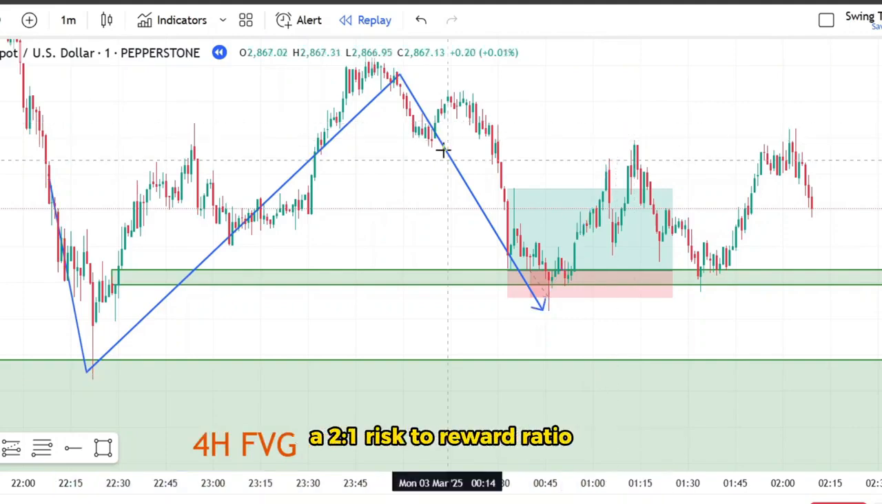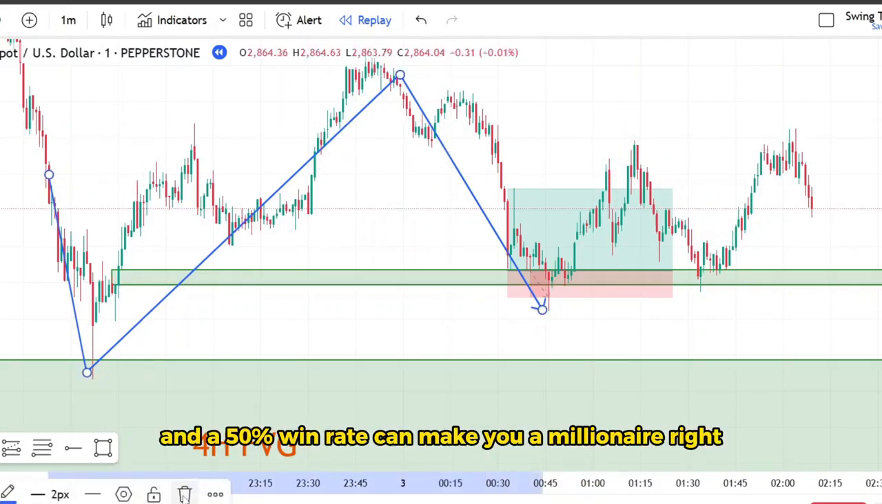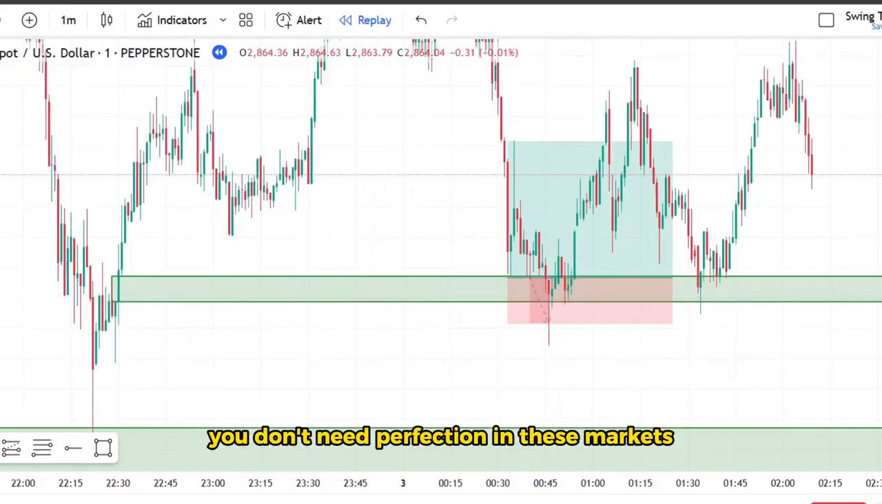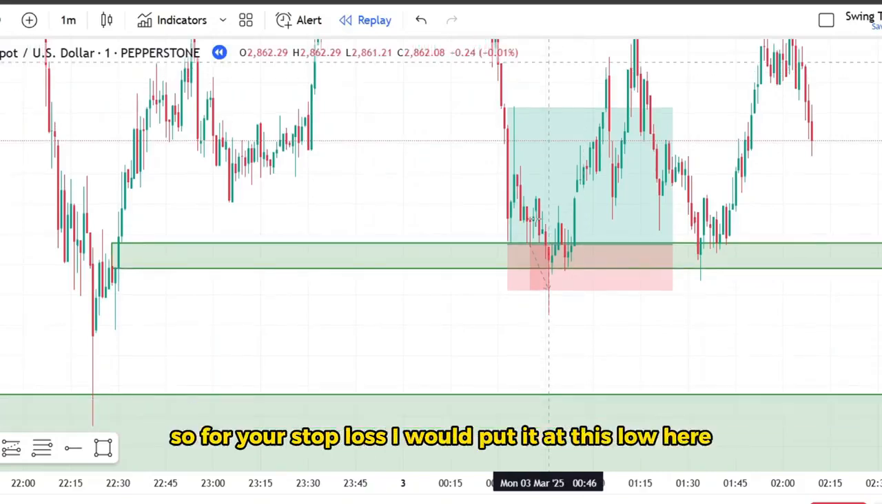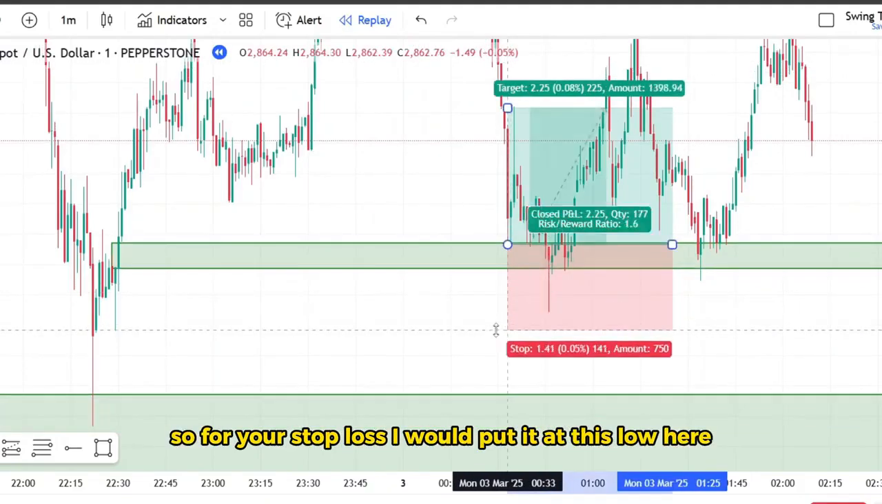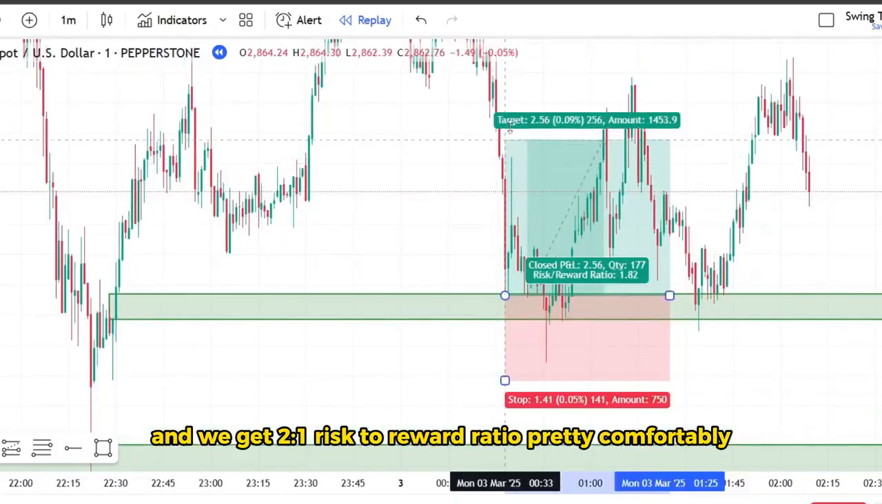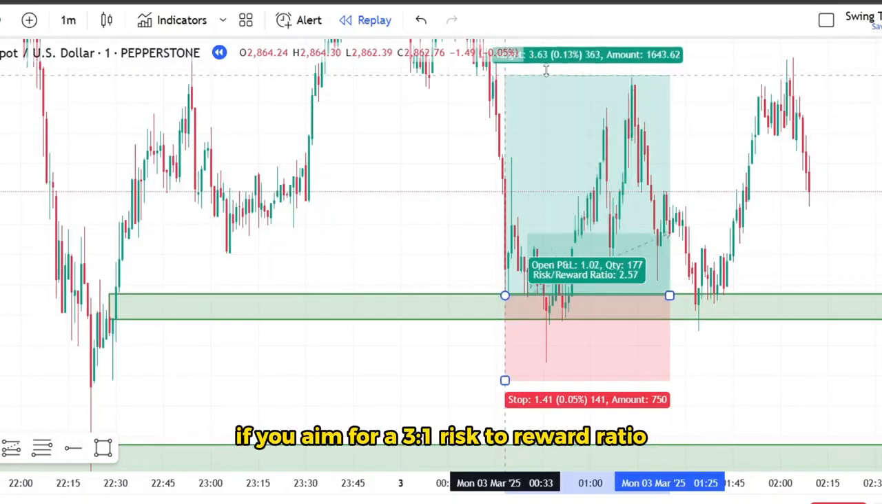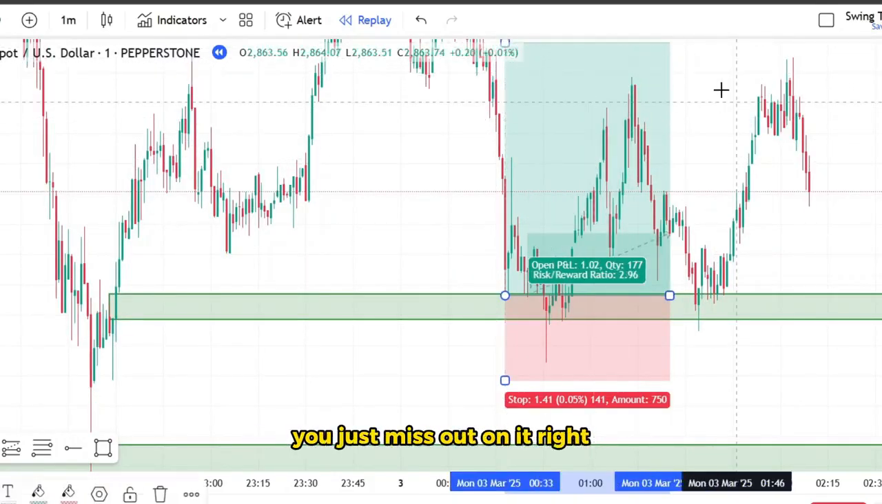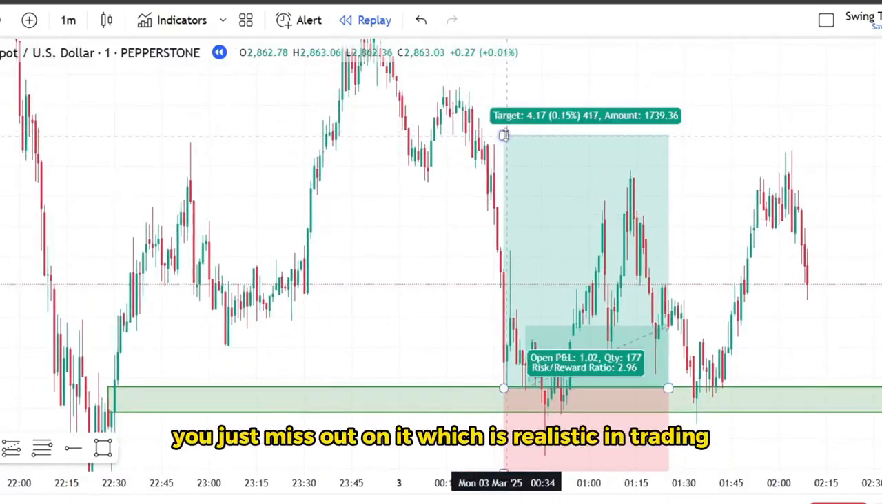A 2 risk to reward ratio and a 50% win rate can make you a millionaire, right? You don't need perfection in these markets, you just need consistency. So for your stop loss, I would put it at this low right here. And we get a 2 risk to reward ratio pretty comfortably. If you aim for a 3 risk to reward ratio, you just miss out on it, which is realistic in trading, right?